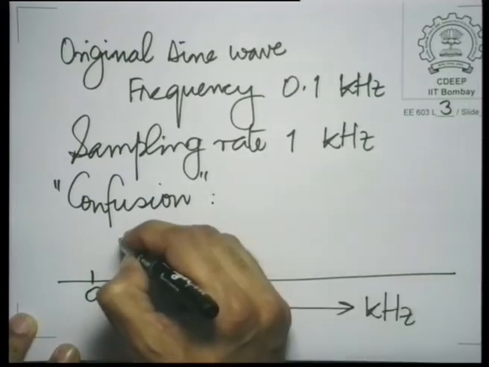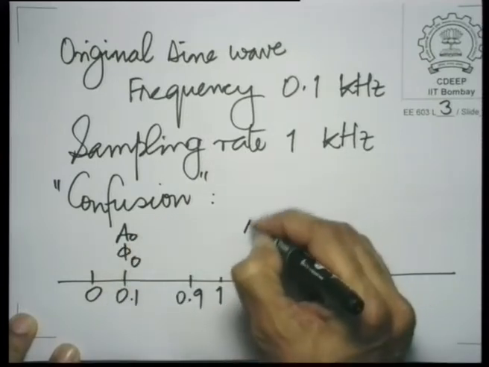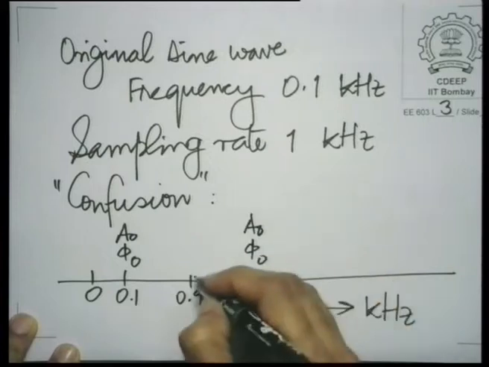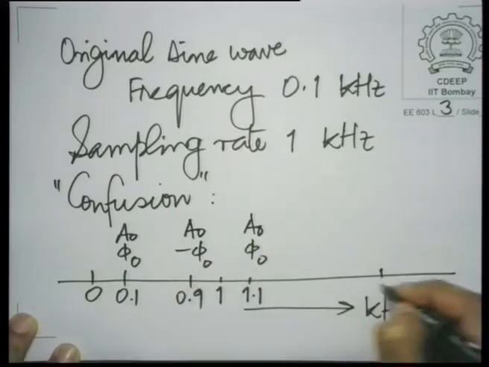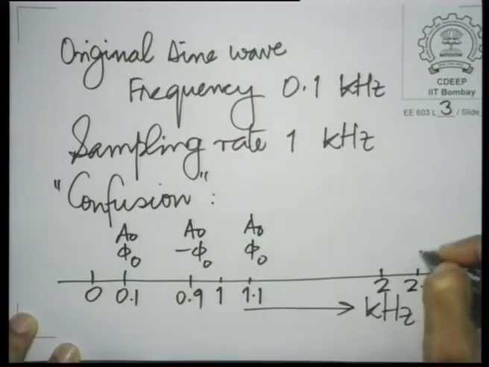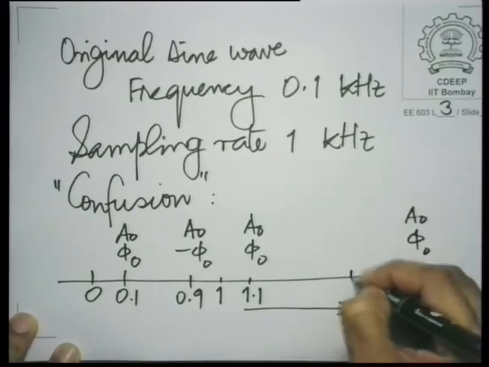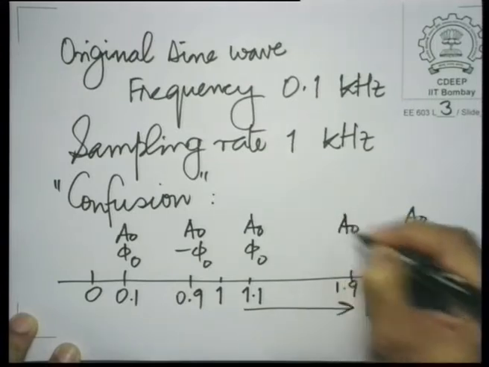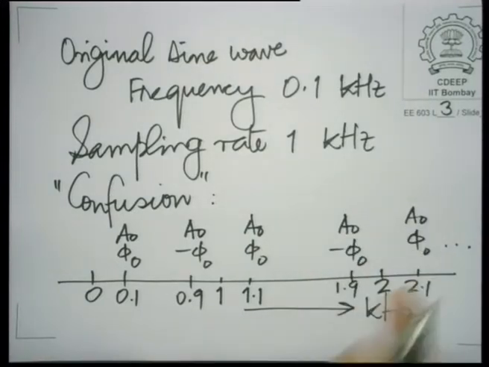and of course, if the amplitude of this is A naught and the phase phi naught, the amplitude of this is A naught phase phi naught, the amplitude of this A naught phase minus phi naught, the amplitude of this at 2.1 is A naught phase phi naught, and we can keep doing this. Amplitude A naught phase minus phi naught, we can continue. So, at every multiple of 2 kilohertz, we have these confusing sine waves, if you want to call them that, which contribute to the same samples.